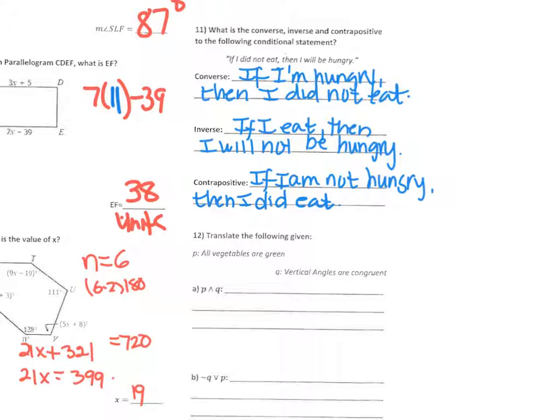So for this one here, you have to write the converse, the inverse, and the contrapositive. We're going to start with our original. If I did not eat, then I will not be hungry. Converse is change the order. So if I'm not hungry, then I did not eat. Inverse, you're going to keep what you have, but add a not. This one has a not, so we add another not, it goes away. If I did eat, then I will not be hungry. Contrapositive, when we do both, change the order and insert nots. So if I am not hungry, then I did not eat. Okay.